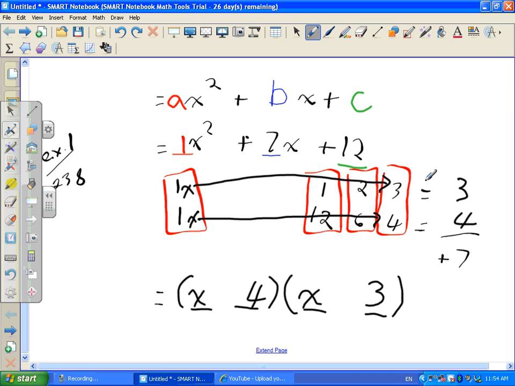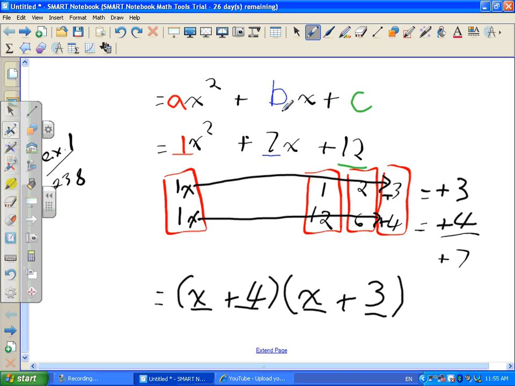Finally, I need to make sure that these terms, our signs are correct. So I need these two. What if they were negative? If I had negative 3 and negative 4, what's negative 3 and negative 4 together added? Negative 7. Is that what we're looking for? No, we're looking for positive 7. So what that means is I need positive 3 and positive 4. So factors of 12, I needed positive 3 and positive 4. So what that means is I just put in positive and a positive.